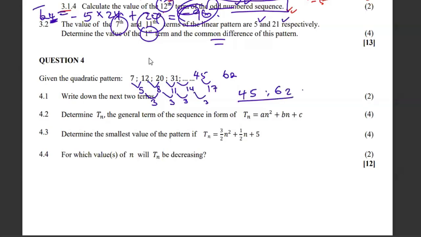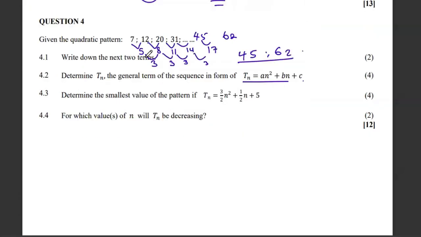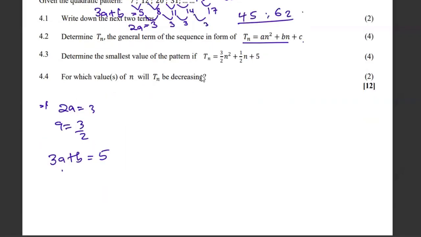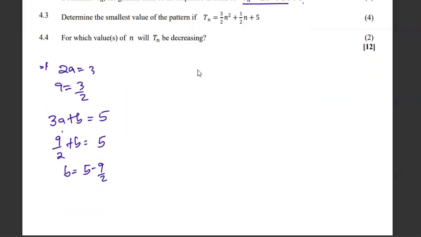And then they want us to get the general term. So what we know is that this 3 should be equated to 2a, the 5 should be equated to 3a plus b, the 7 should be a plus b plus c. So we start and say that 2a is 3, divide both sides by 2, a is 3 over 2. And then 3a plus b should be 5. So 3 times 3 over 2, that's going to be 9 over 2 plus b is 5, meaning that b is going to be 5 minus 9 over 2, which is a half.